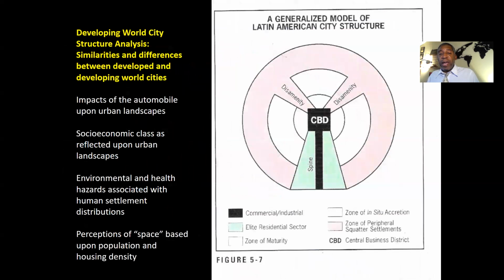But speaking of Latin America, let's move to the Latin American city structure. And as you can see, again, we have more of a sector model. In this case, this pink area is where we would find the favelas or the slums. And in terms of ratio, if we look at any city in the developing world, the percentage of the population that lives in these unplanned settlements, slums, et cetera, can be as high as 50%.